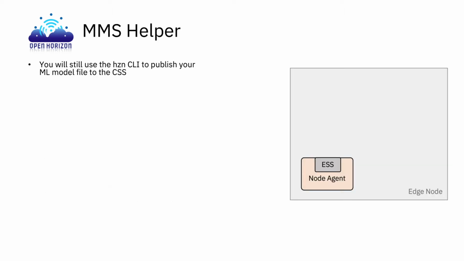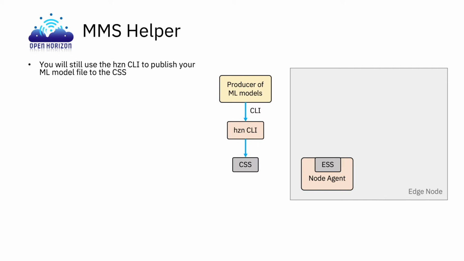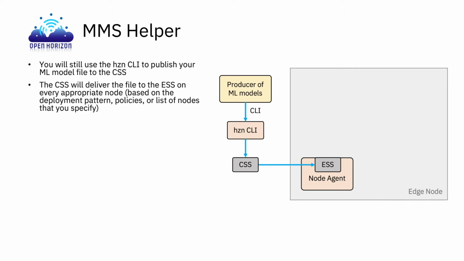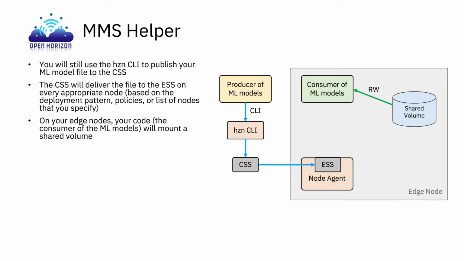So just like before, you'll need to use the hzn CLI to publish your ML model to the CSS. And just like before, the CSS will deliver the file to the ESS based on the deployment pattern or policies or the list of nodes that you specify when you do the publication step. On your edge nodes, your code, which is the consumer of the ML model, will need to mount a shared volume if you want to use the MMS helper.